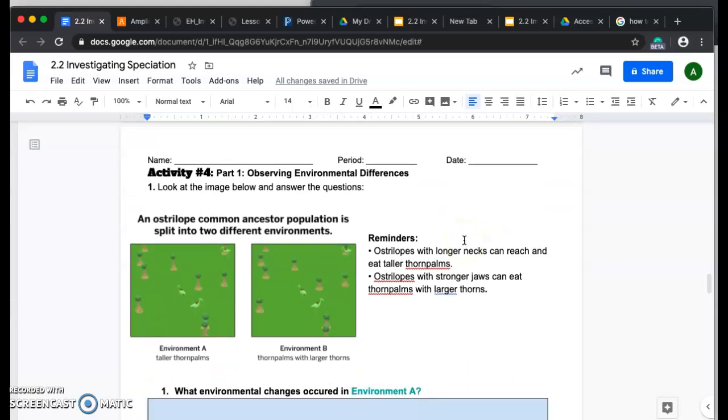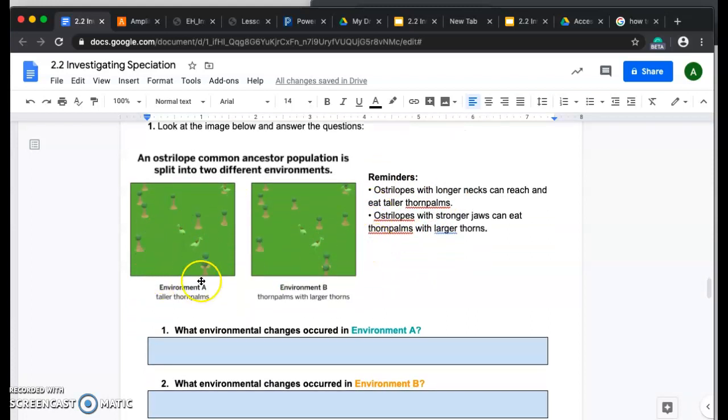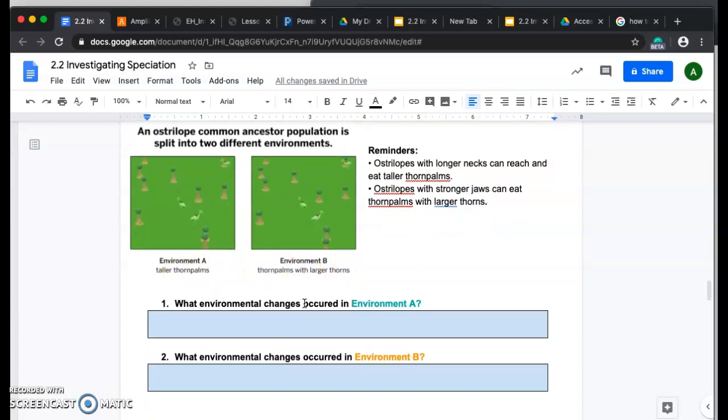In activity number four, you're going to look more closely at how one common ancestor population is able to kind of break up into two descendant species. So, looking at this image here and looking at these reminders, here we have environment A and here we have environment B. For each environment, we have a description about what environmental changes occurred.